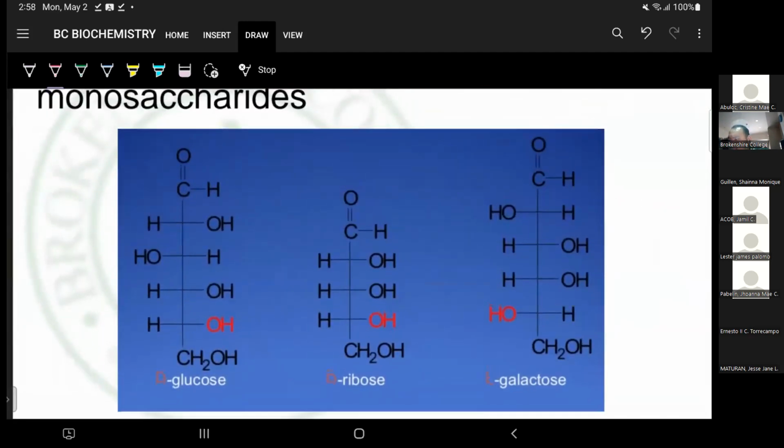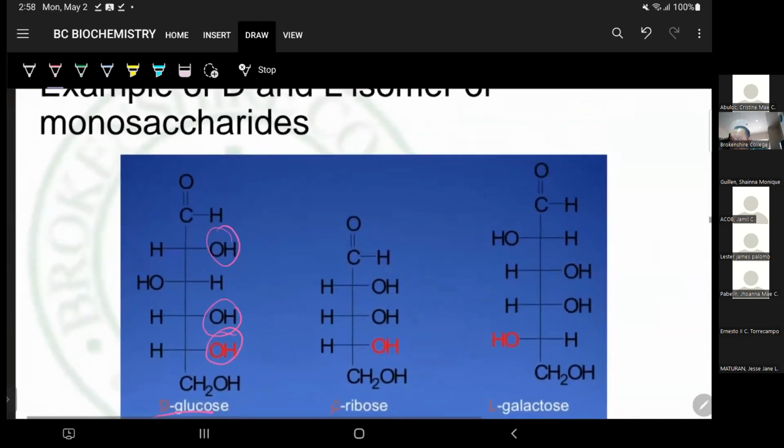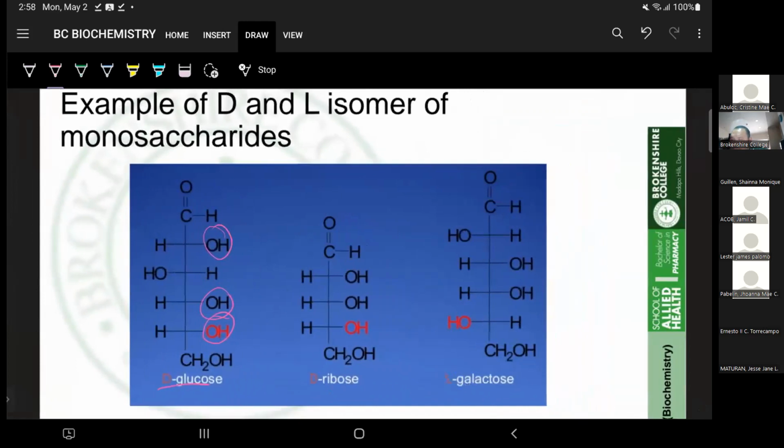Or it can also be like this, dextrorotatory. If most of the configuration, or most of the OH groups, are on the right side, just like this one, that is dextroglucose. So again, this is still using a Fischer projection to determine the dextro and levo isomer.